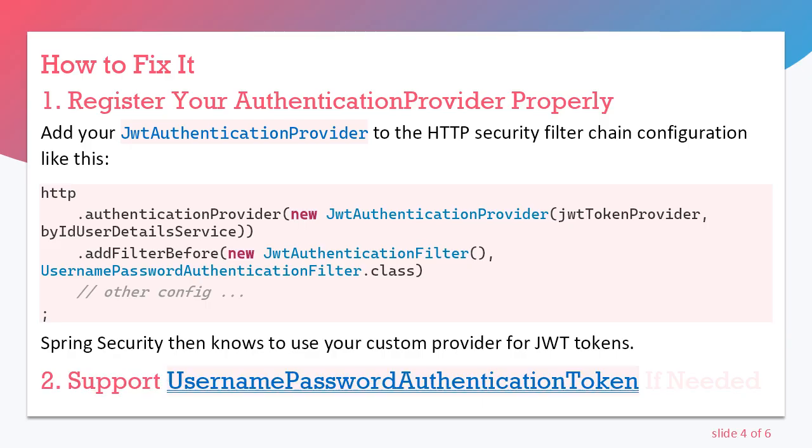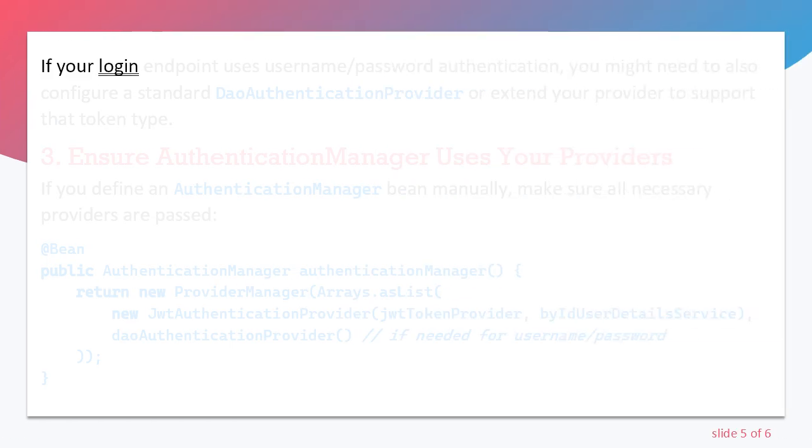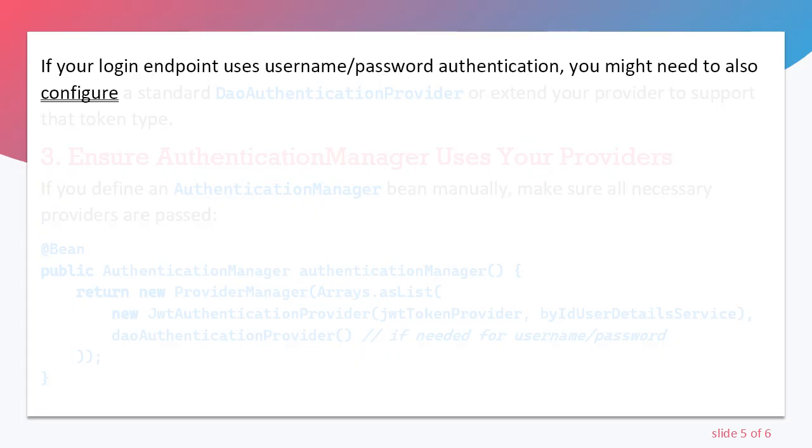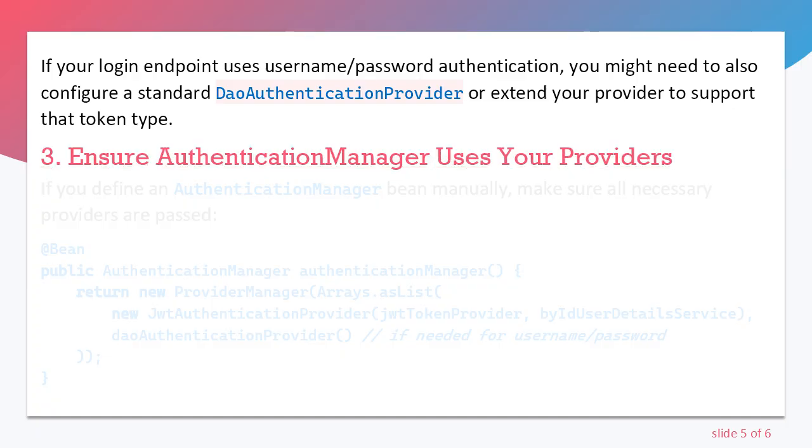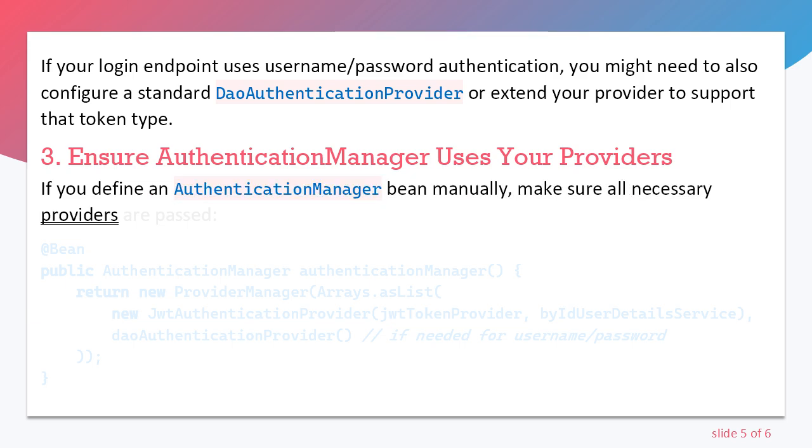Two. Support UsernamePasswordAuthenticationToken if needed. If your login endpoint uses username password authentication, you might need to also configure a standard DAO authentication provider or extend your provider to support that token type. Three. Ensure the AuthenticationManager uses your providers. If you define an authentication manager manually, make sure all necessary providers are passed.